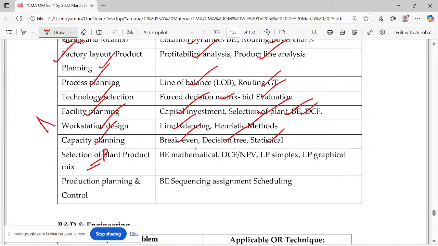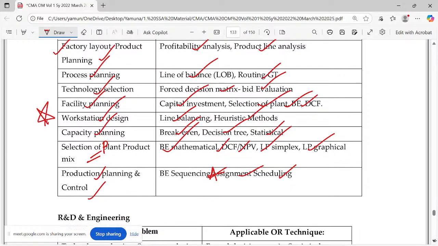Probably you can make a note of this table because you might be using it in the one-word questions. That might be helpful. We have break-even mathematical methods, DCF, discounted cash flow, net profit method, linear programming, simplex method, graphical method, production planning and control, sequencing, assignment, and scheduling. So this is the production side.